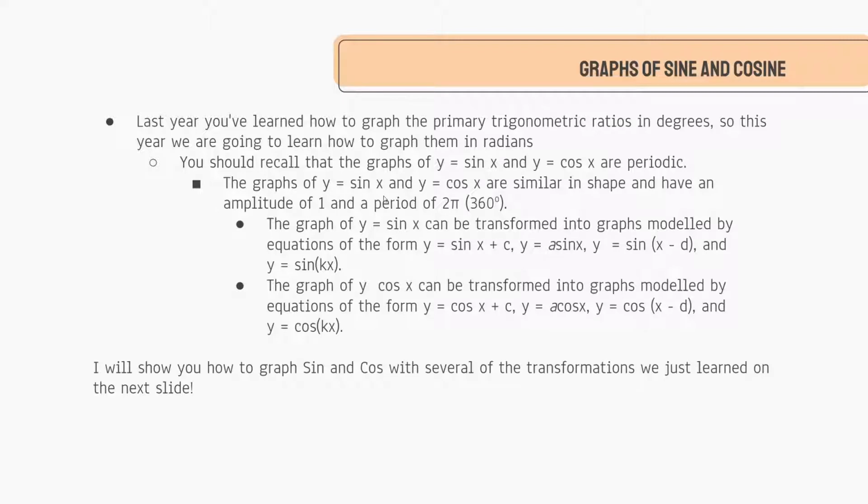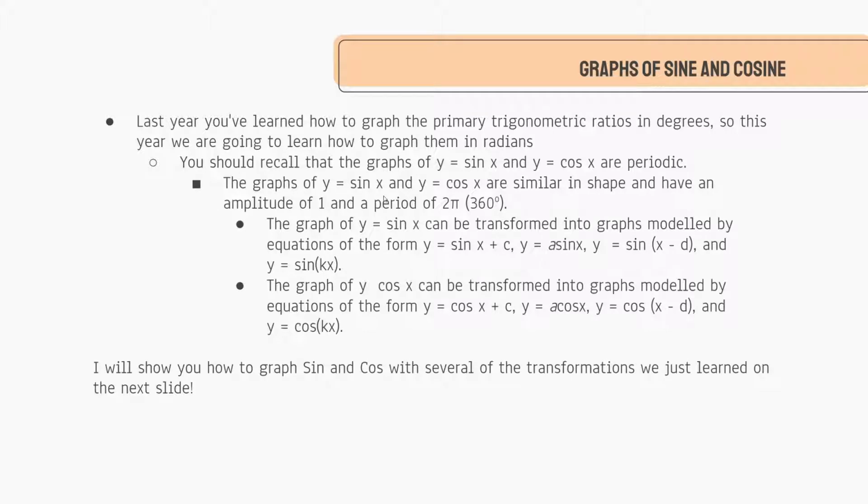So the graphs of y equals sine of x and y equals cos of x are periodic. They also are very similar in shape to the point where one of them is the transformed version of the other, and they both have an amplitude of 1 and a period of 2 pi, or like we learned last year, 360 degrees. Again, this is where your knowledge of radians must be perfect. You need to stop thinking of 90 degrees, for example, or 180 to plot your points. You must be thinking of pi over 2 or pi.